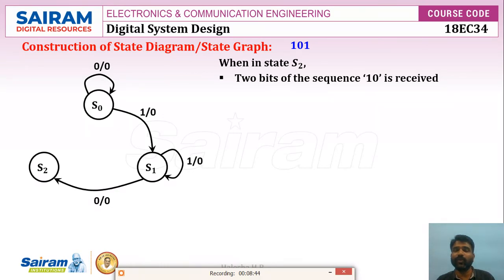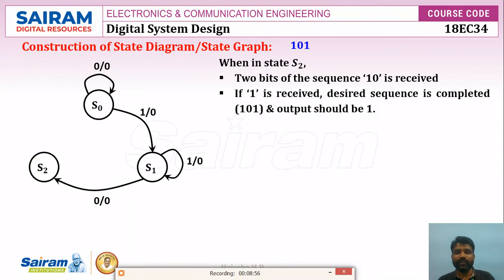The third input is 1. So if in S2 we receive 1, the sequence is completed. That means the desired sequence 101 is completed, and we should make output 1. Now the question is whether it goes to a new state or it should be reset. No, it should not reset, because in the question they have specified that when the output is 1, the circuit does not reset.